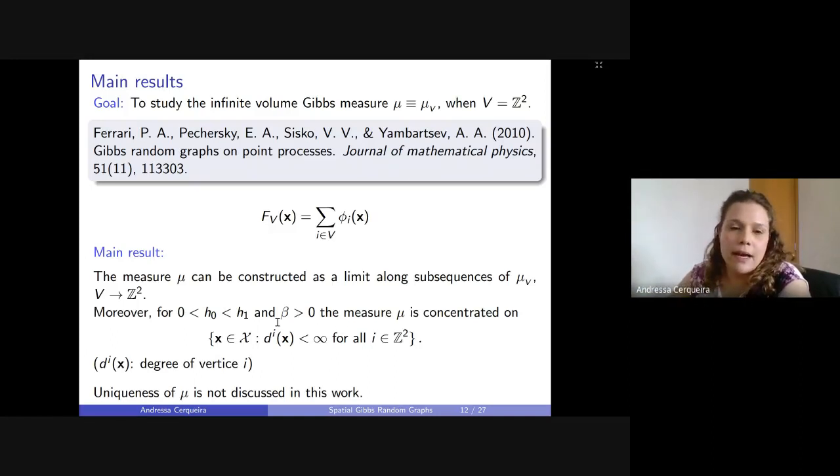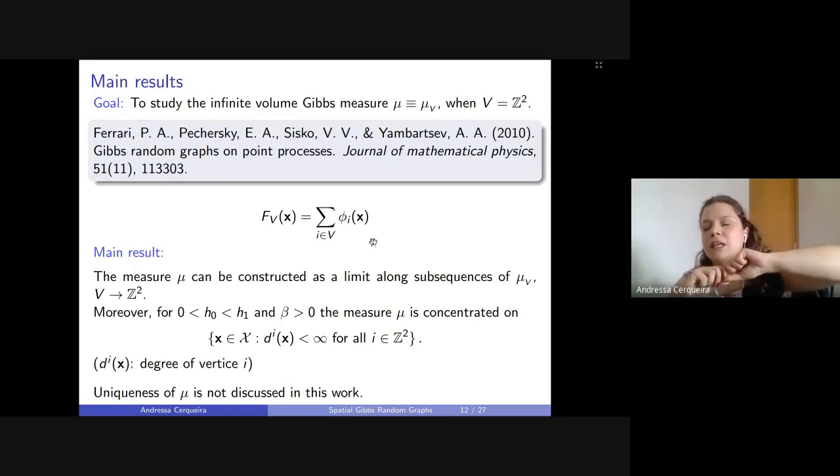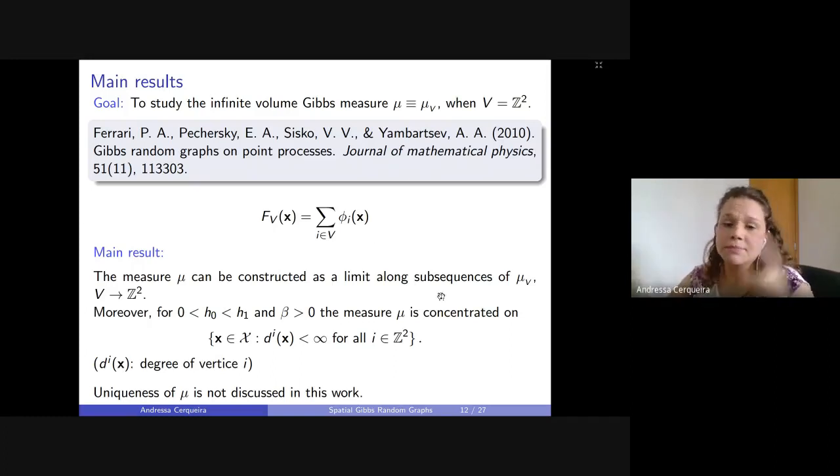And this actually happens because we are penalizing long edges, right? So when we have an edge that wants to be in the graph, but this edge is very, very long, we are penalizing this kind of edge. So this is the intuition why we have this concentration of the measure on graphs with finite degree. I will say a few words at the end of this talk about what else they proved in this paper, because the focus of the paper was, I think, different results, and they didn't mention anything about the uniqueness of this infinite measure.